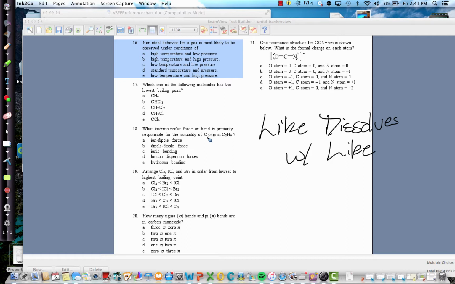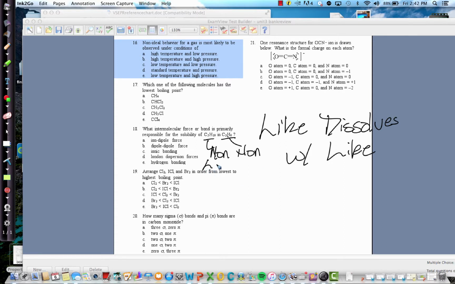So what you need to look at is the polarity of these molecules. Well, I have a hydrocarbon that has no nitrogens or oxygens in it, so that means it's nonpolar. This one is the same thing. I don't even need to look at the Lewis structures. If it's a hydrocarbon, it's nonpolar, if it does not have oxygen or nitrogen in it. All right, so you have two nonpolar molecules.